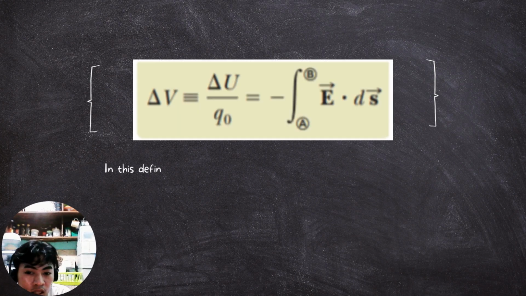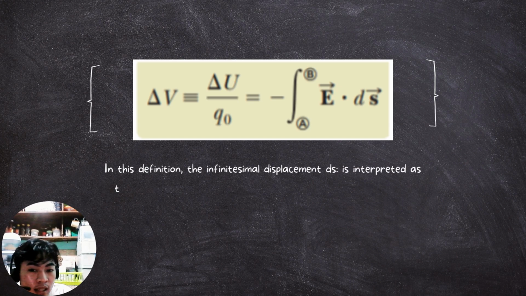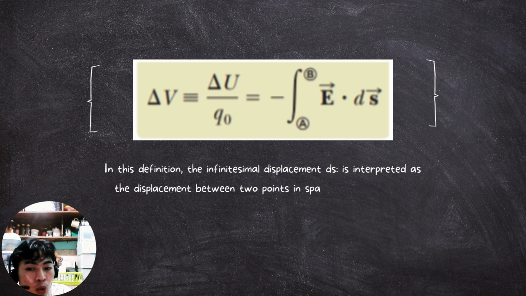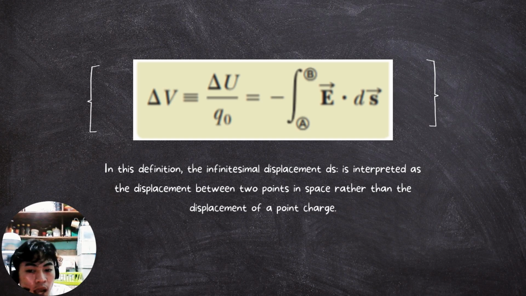In this definition, the infinitesimal displacement, or ds, is interpreted as the displacement between two points in space rather than the displacement of a point charge. Electric potential is a scalar quantity, and it tells us how much electric potential energy a unit positive charge would have at a particular point in space. It is important to note that the concept of electric potential is independent of the test charge used to measure it.